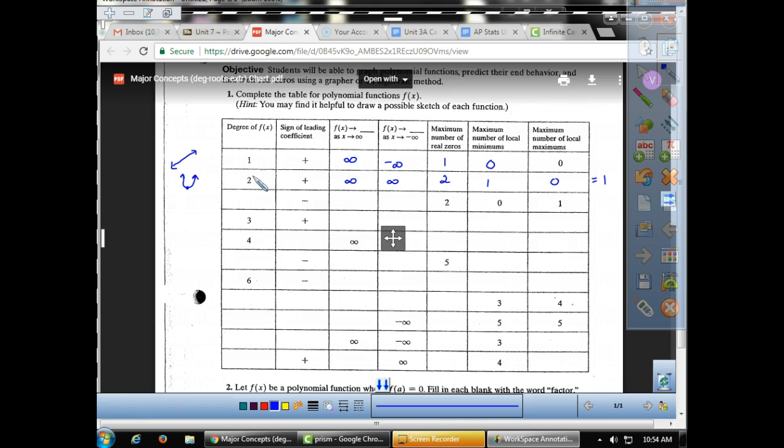Okay, so how's everybody doing so far? Good. Now, if the maximum number of real zeros is 2, what do you know to do right here with the degree? It's going to be a 2. I talked about that throughout the whole unit, so hopefully you get that. If the sign of the leading coefficient is negative, this one's going to open down like this. So it's negative infinity, the maximum number of real zeros is 2, 0 minimums, and 1 maximum, and then we get a 1 here. So the most extrema that you can have in this one is a 1.